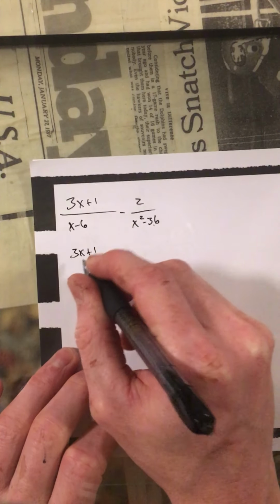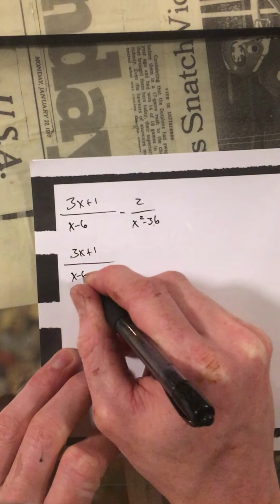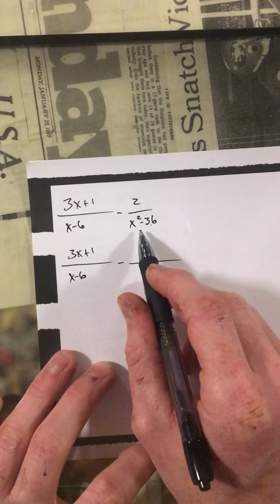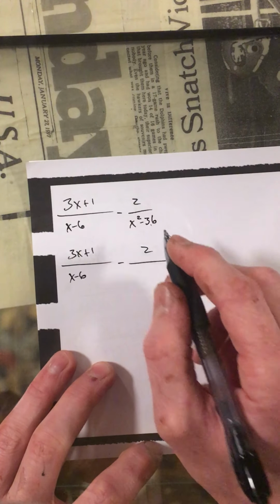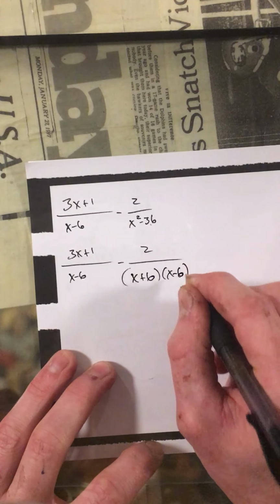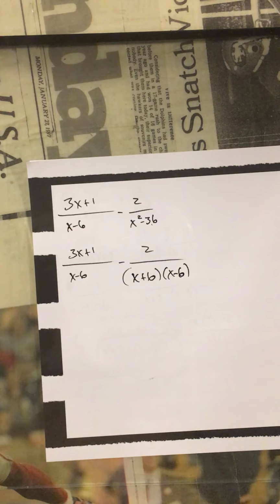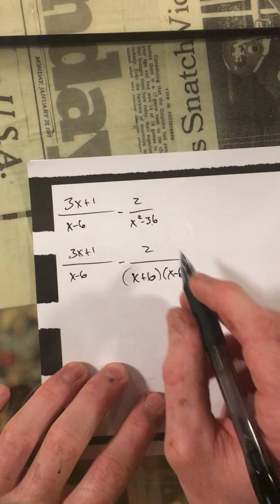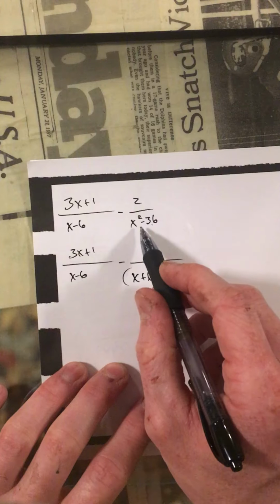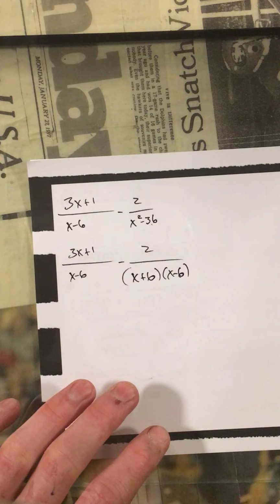So I want to rewrite this first piece, 3x plus 1 over x minus 6, minus 2. And then if I factor the negative 36, factors that add to 0, x plus 6, x minus 6, okay? 6 times negative 6 gives me negative 36. 6 plus negative 6 gives me 0, so that's why I don't have that middle term there.